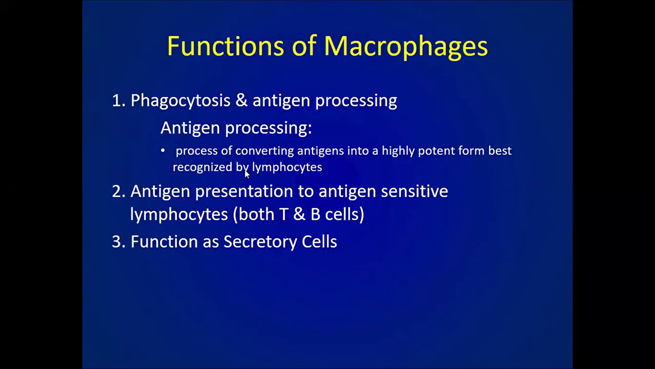Okay, so what are the different functions of macrophages? Primarily, the primary function is phagocytosis and antigen processing. What is antigen processing? This is a process of converting the antigens into a highly potent form that is best recognized by the lymphocytes. So antigen processing is simply the conversion of the antigens for easy recognition.